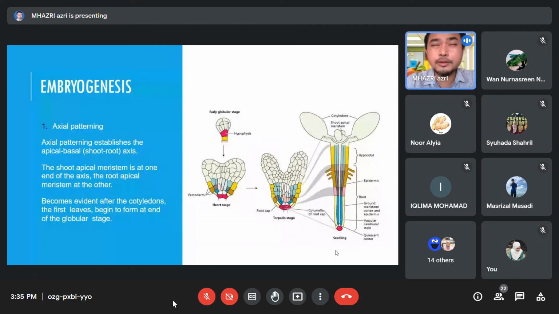So that is what we call axial patterning. What do we call it? The arrangement. What is it in English, the alignment of tissues. Okay, for example, this is the axial patterning. So we can observe these axial patterns starting to develop during the globular stage. Okay, this is the globular stage.